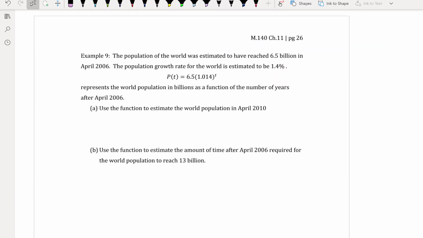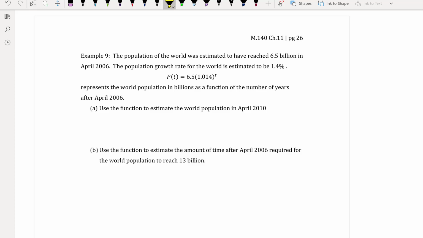Now we're going to go into our word problem. It says the population of the world was estimated to reach 6.5 billion in April 2006. The population growth for the world is estimated to be 1.4%. This function, P of t, represents the world population in billions as a function of the number of years after April 2006. Use the function to estimate the world population in April 2010.